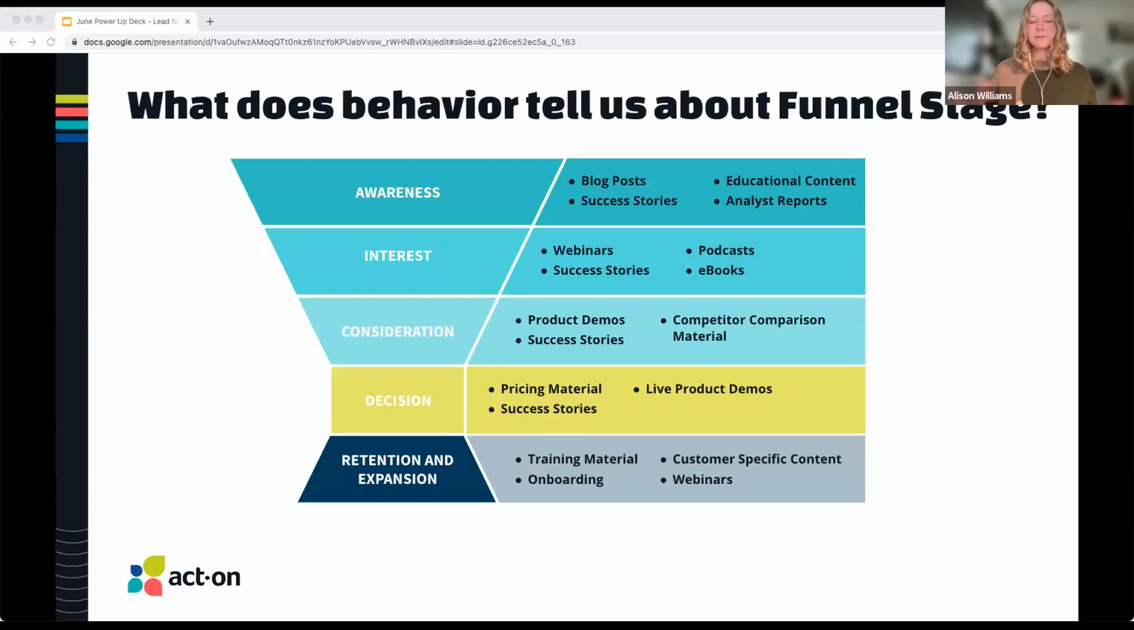So let's kind of tie this all back together. Let's come here to the idea of our marketing funnel. I know you've all seen this. We know that people engage differently based on how interested they are in your product, how likely they are to buy from you. So someone who is actively looking at pricing material, wanting live product demos, they're probably going to fall into this decision category. And folks that are in other funnel stages would be engaging in different ways.